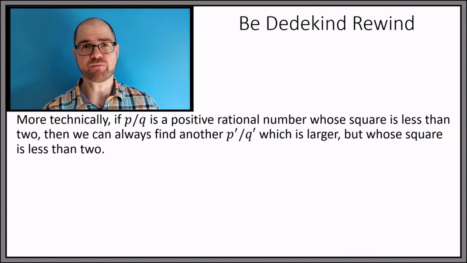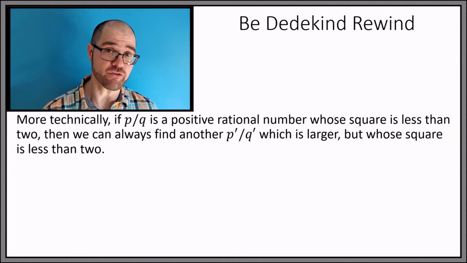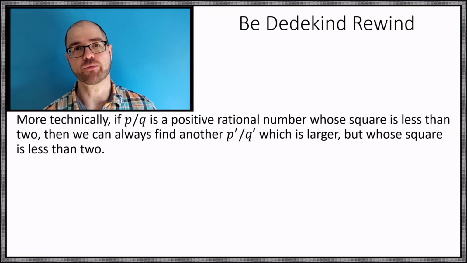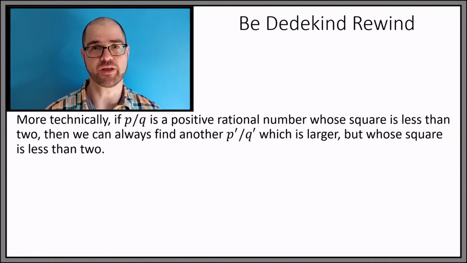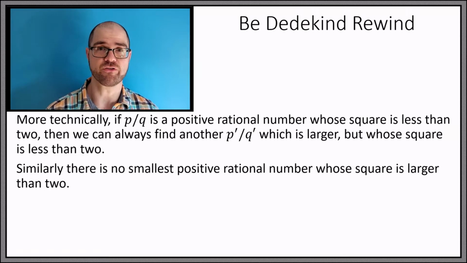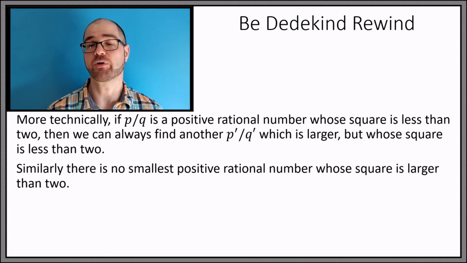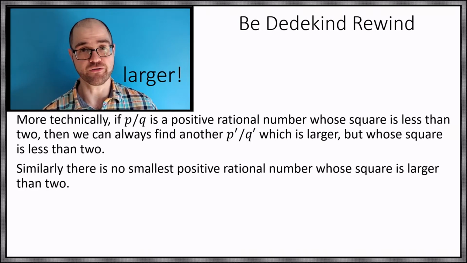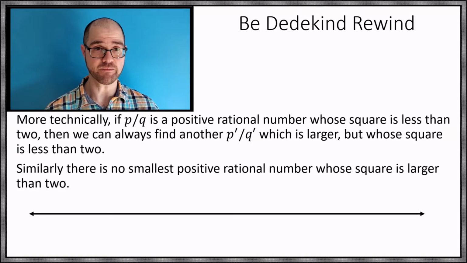If we have a positive rational number whose square is less than 2, we can find a larger rational number whose square is also less than 2. And if we have a positive rational number whose square is larger than 2, there is a smaller rational number whose square is also larger than 2. So here's the number line.